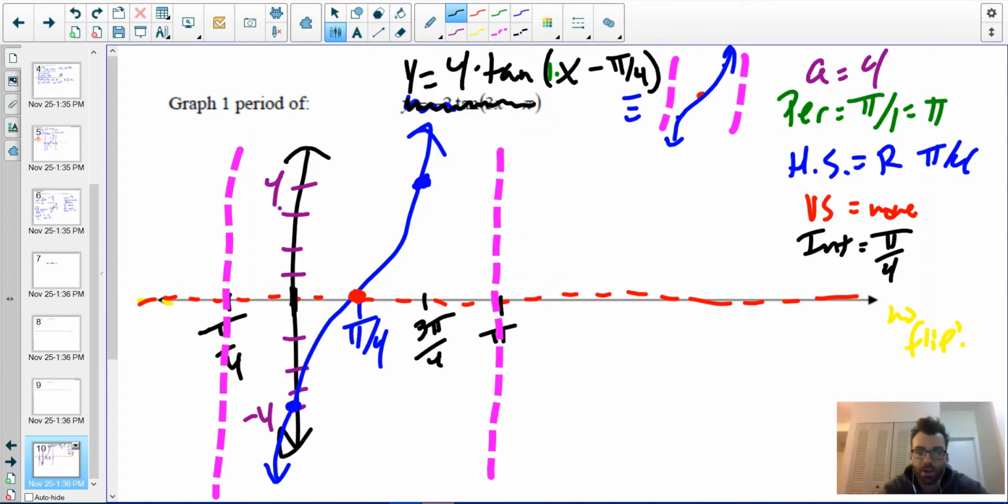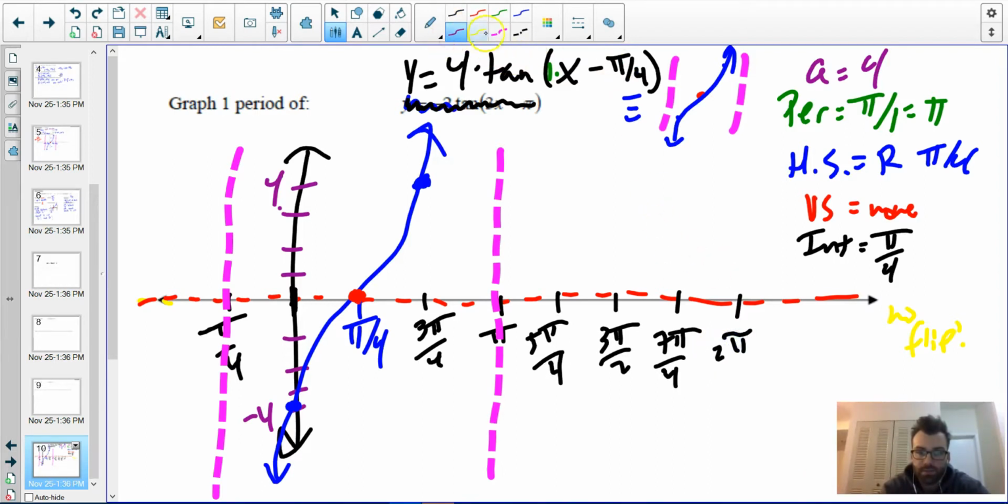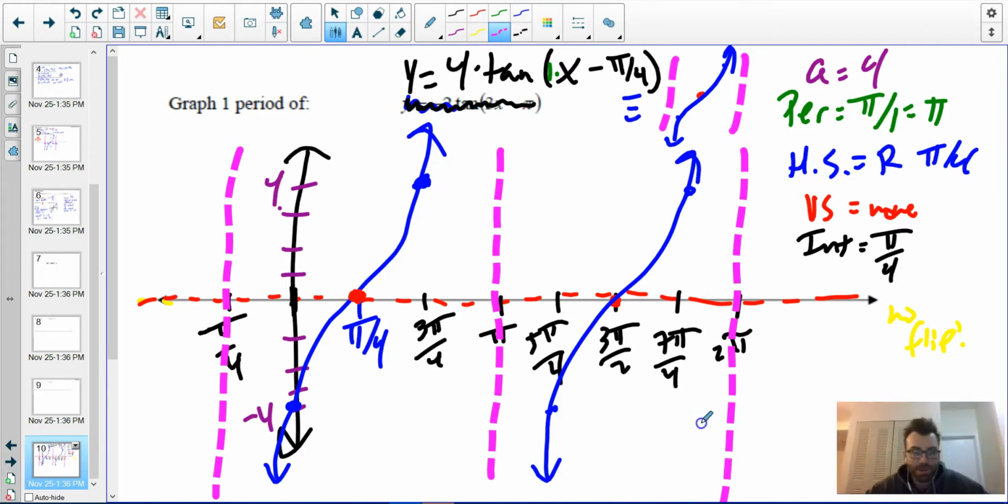What else? I could continue to go, even though it says graph 1 period. This would be 5 pi over 4. This would be 6 pi over 4, 3 pi over 2. This would be 7 pi over 4. This would be 2 pi. This would be my middle. Down to -4, up to +4. There you go. And my vertical asymptote. So I just graphed 2 periods for you there just because it was pretty fun.